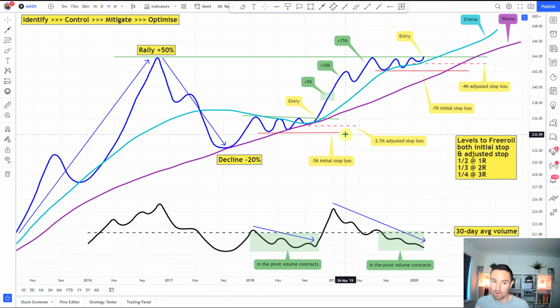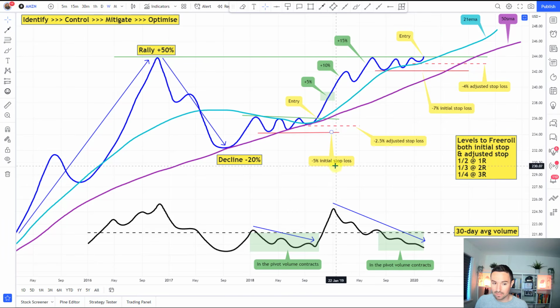I look to sell part of my position and push my stop loss up as well, if it's prudent to do so. So here we go, third and final contraction, 21 EMA is there, 50 SMA is there, and I could start mitigating the risk here. So I could push my stop loss up to 2.5%, which is actually then halving my total risk, because I've gone from a 5% stop loss to a 2.5% stop loss. But this then obviously changes the equation for us in terms of percentage gains to then free roll.